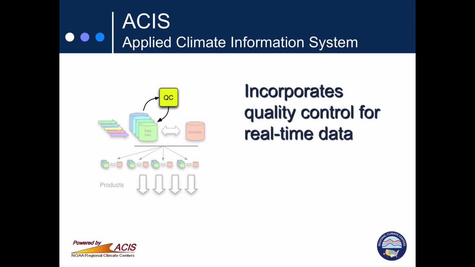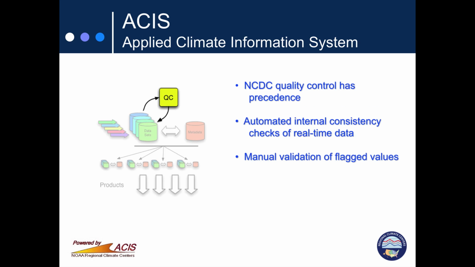ACIS also incorporates quality control, especially for its real-time data. For archived data sources, NCDC quality control takes precedence. However, for data received in real time, automated internal consistency checks are performed. These checks flag data values, which are subsequently validated by RCC staff.